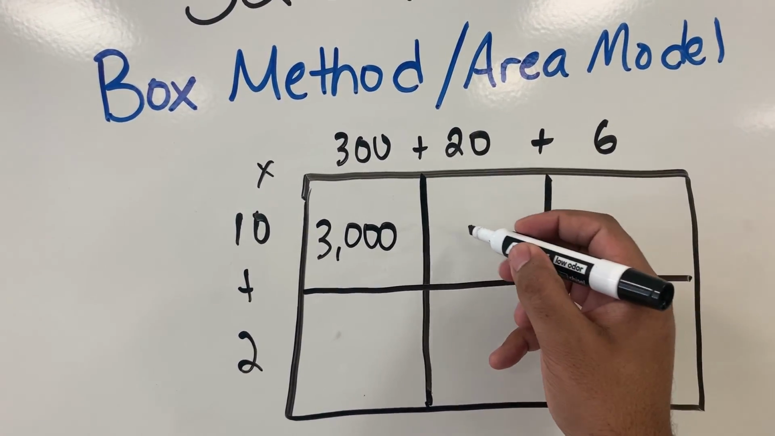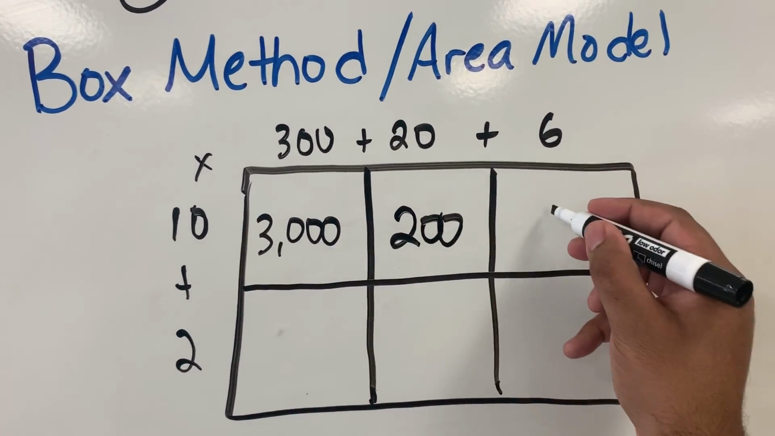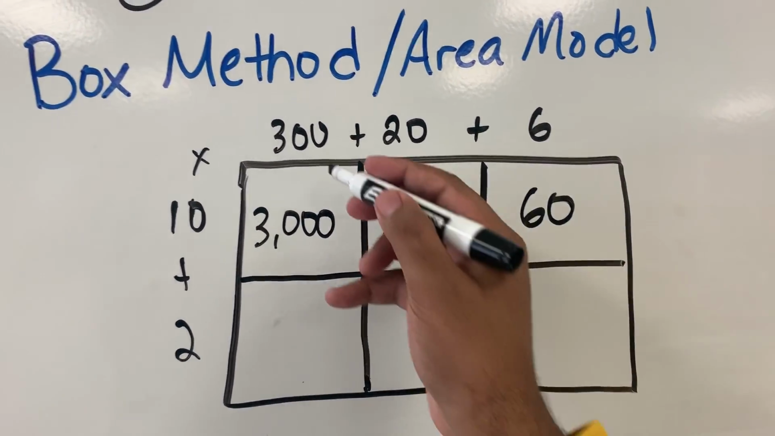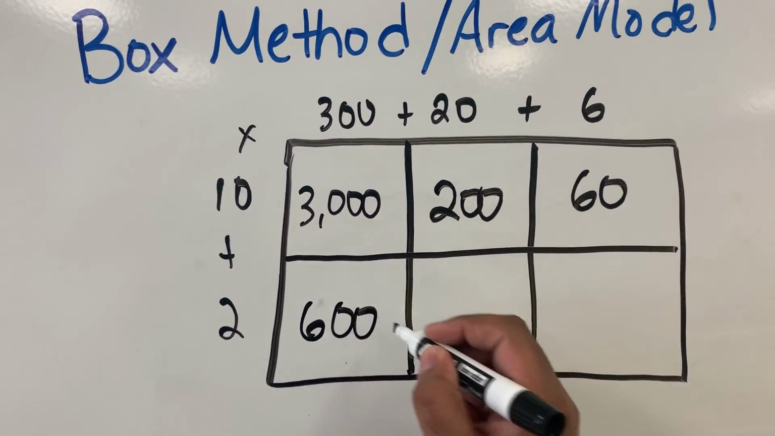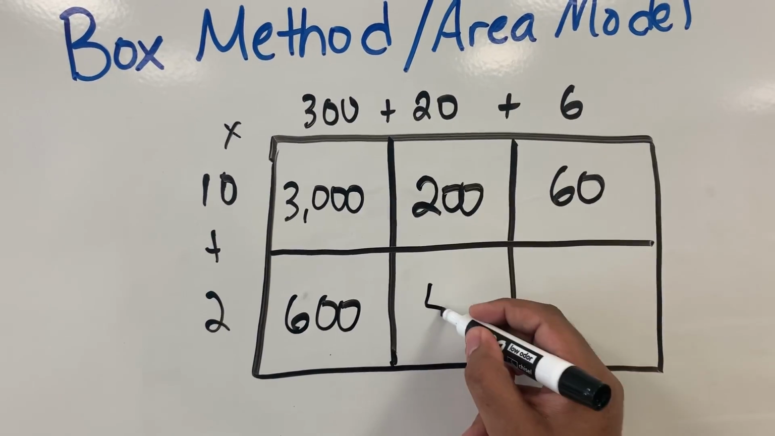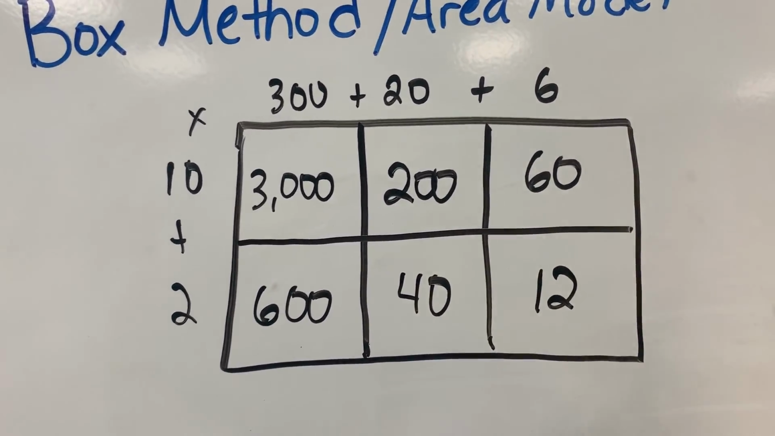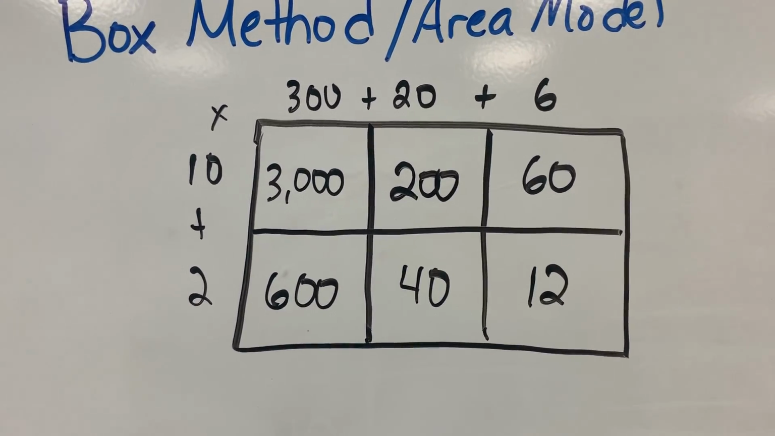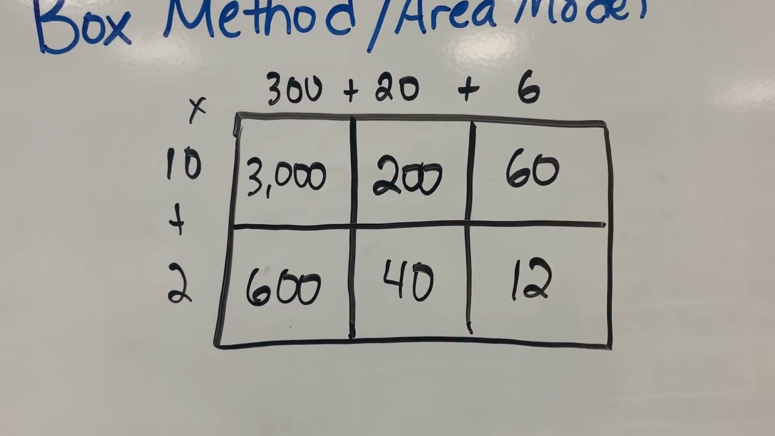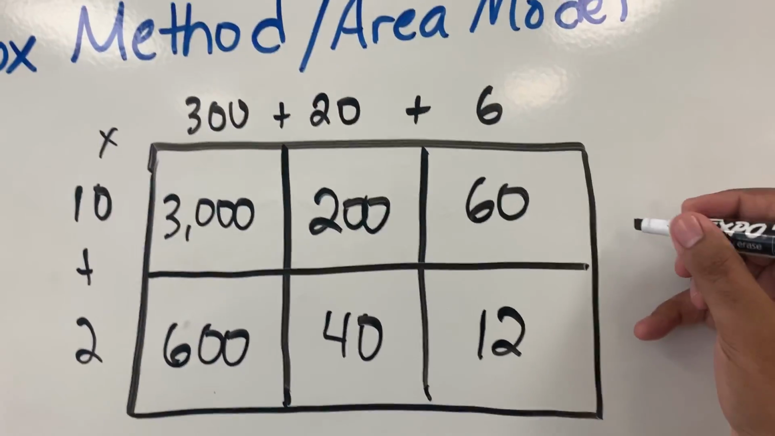Next, 20 times 10 is 200. 6 times 10 is 60. 300 times 2, I'm going to move on to that, is 600. 20 times 2 is 40. 6 times 2 is 12. So here I have 6 of my products, of which now I need to add to then get one final product. So I'm going to total this out.